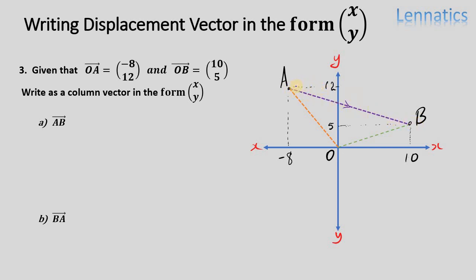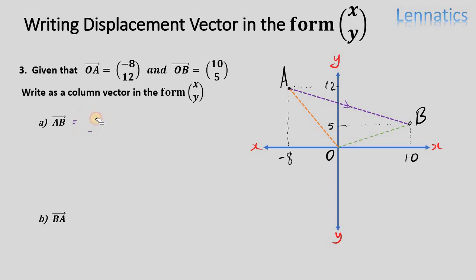We can do it graphically. We go 8 units to the right, then a further 10 units to the right, that's 18. Notice that 0 to negative 8 is the opposite direction, so that's positive 8, then positive 10. Then we go from 12 to 5, that's 7 units down. So 18 to the right, 7 down. So AB is really 18, negative 7.